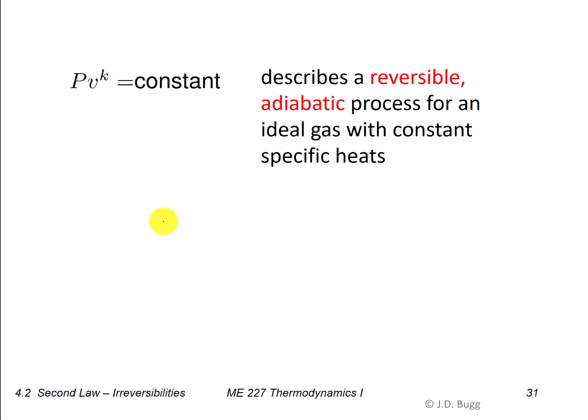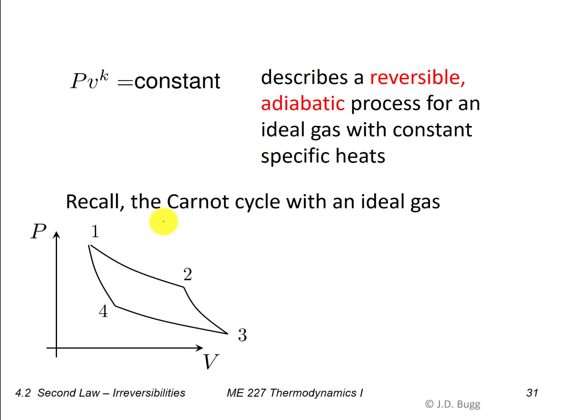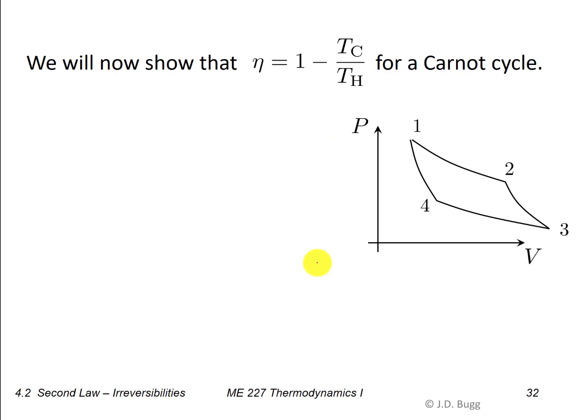So PV to the k equals a constant describes a reversible adiabatic process for an ideal gas with constant specific heats. Now, here's what our Carnot cycle looks like on a PV diagram, and we've seen this before. So these two processes, from 2 to 3 and from 4 to 1, follow PV to the k equals a constant. So we have a description of those two paths. So now we can turn our attention to showing that this equation is true.